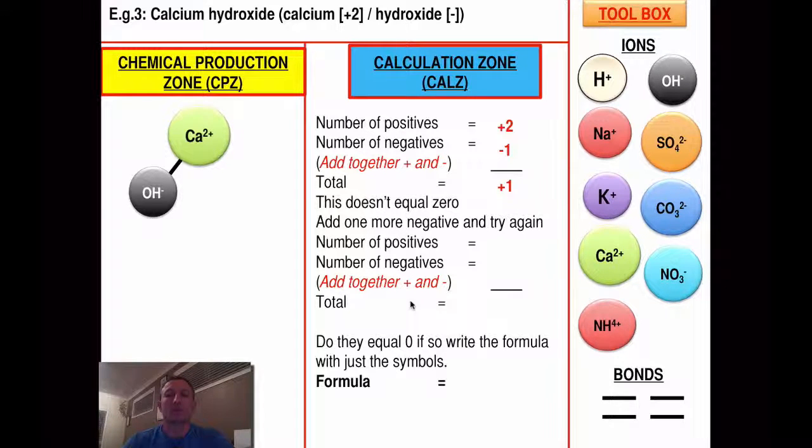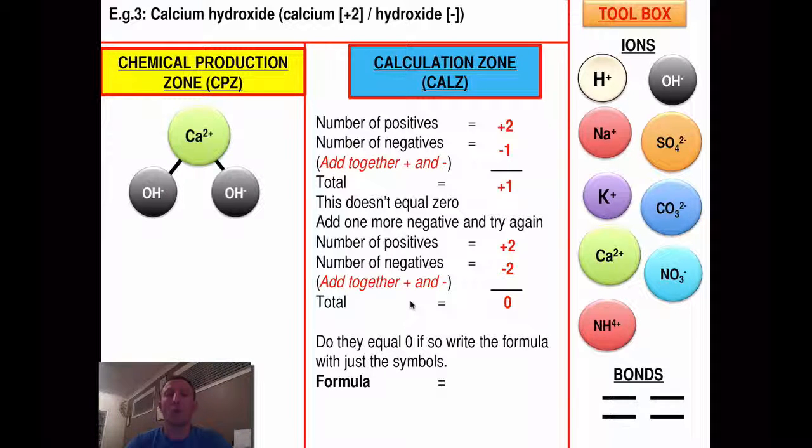Deep breath time. Okay, how do we convert +1 into 0? We need to add a negative. The only negative we can add is the hydroxide, so let's do that. Join it together with a chemical bond. Alright, let's go back to the calculation zone and see what we've got now. We've got 2 positives, that hasn't changed, but now we've got 2 hydroxides, each one having a negative charge. So they combine together to have an overall negative charge of 2-. +2 plus 2- gives us 0. It's now stable.